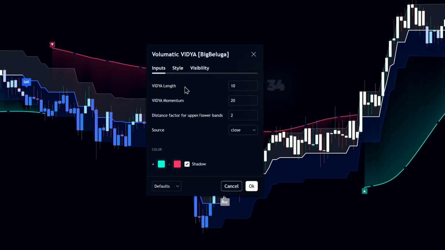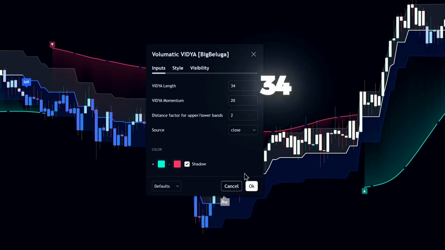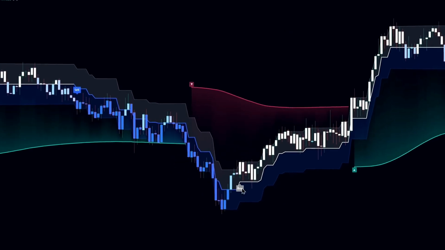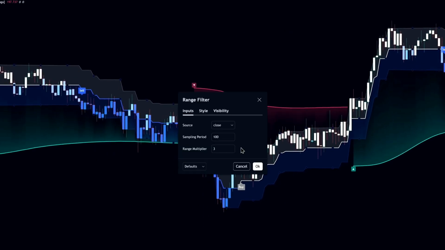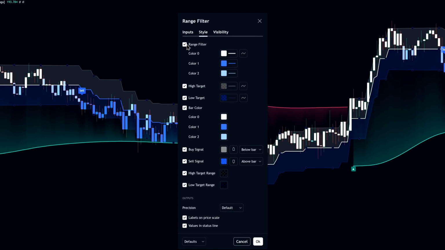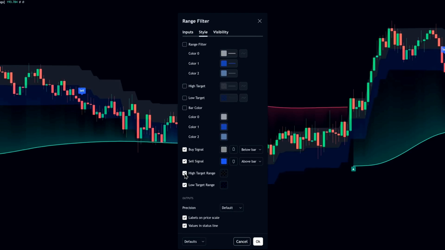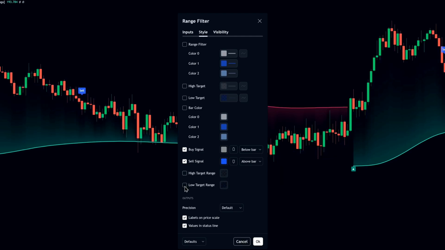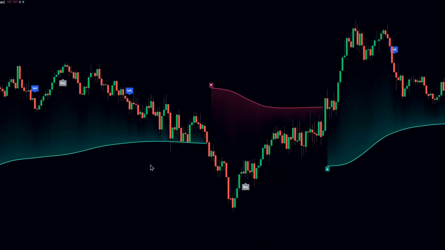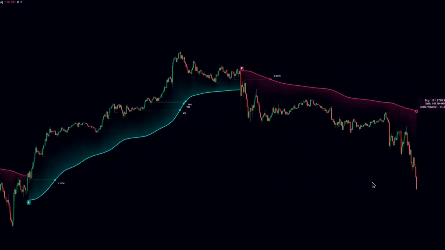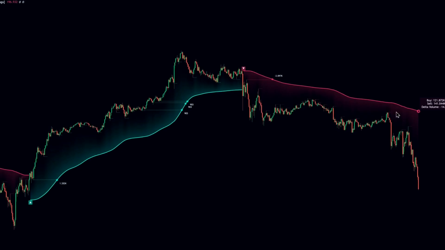Set its length to 34, then click OK. Now tweak the range filter settings. In the Style tab, disable the range filter line, high and low targets, bar color, and target ranges. You'll keep only the buy and sell labels. And now it's time for you to define the targeting ranges. There are 2 easy ways to do this.